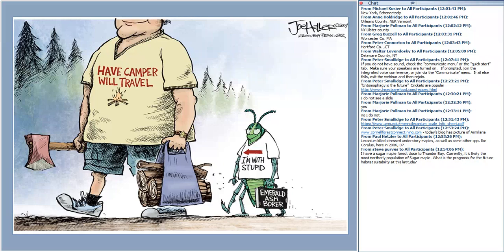Well, I didn't realize sugar maple is all the way up there close to Thunder Bay. That's where I like to go canoeing. The most northerly population. What's the prognosis for the future? I think it sounds great. Actually, I love to ski, so I'm thinking of migrating north, so I still have snow.